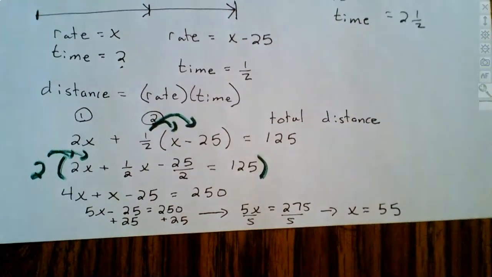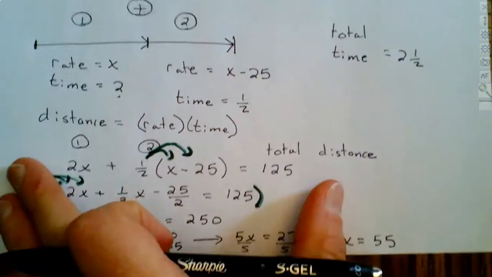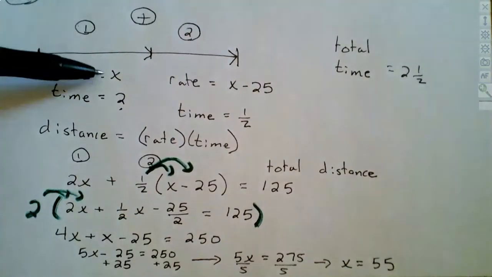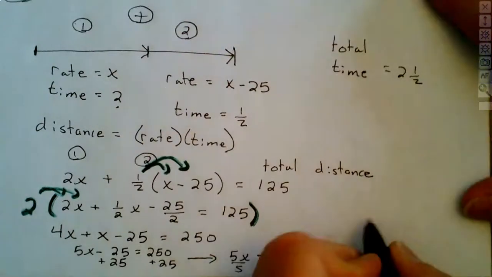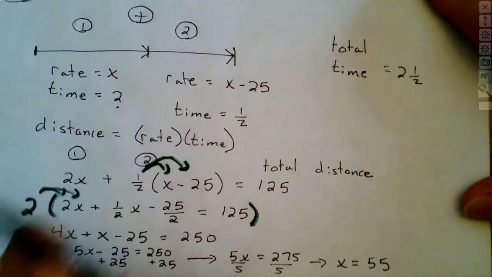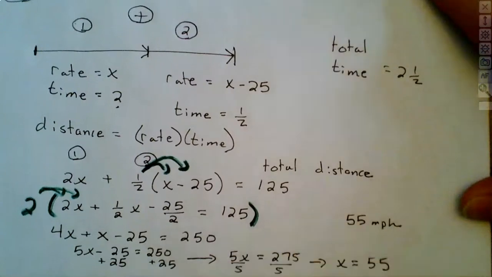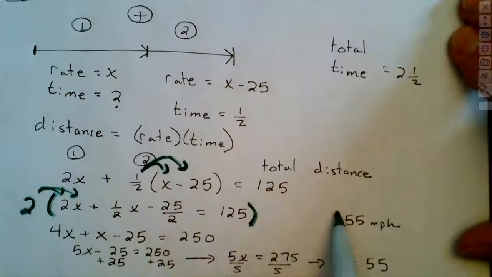Right, so what do we want to find here? Make sure we know what we want to find. We want to find the rate during the first half of her trip. So that's here. Okay, rate during the first half then is x. So that first rate is going to be 55, and this is miles per hour. And that would be the answer to this question.